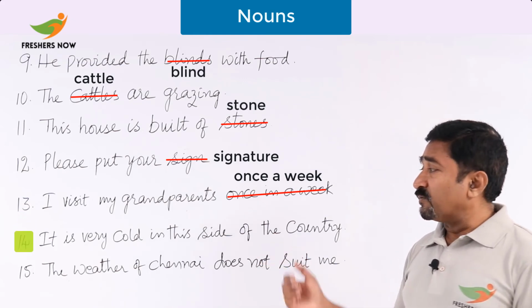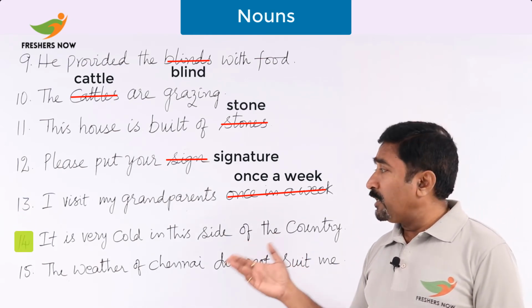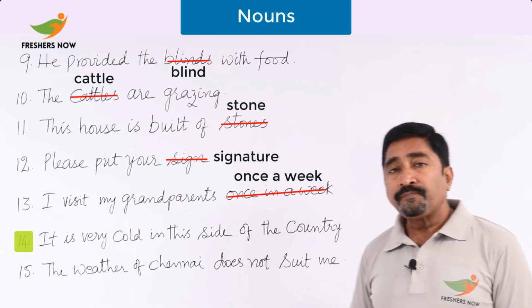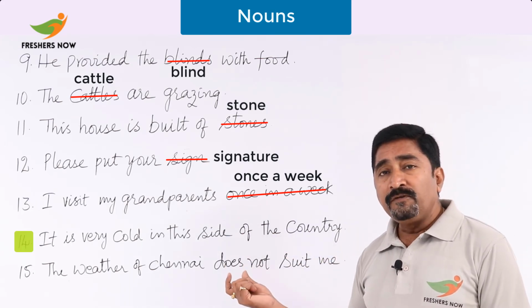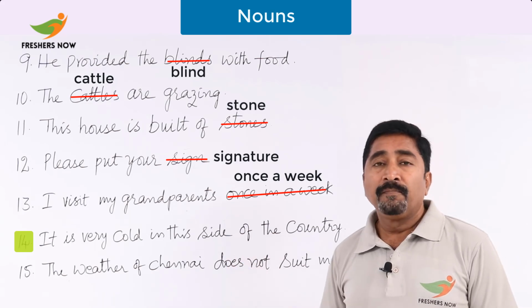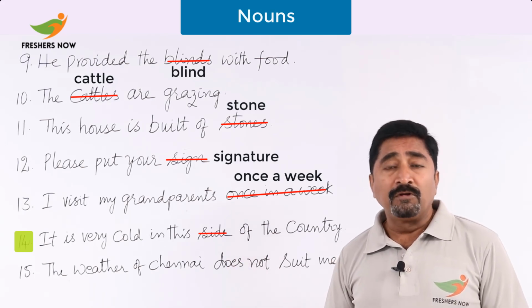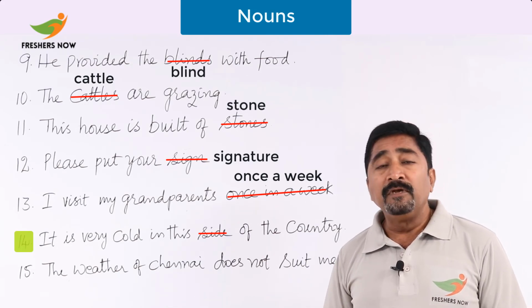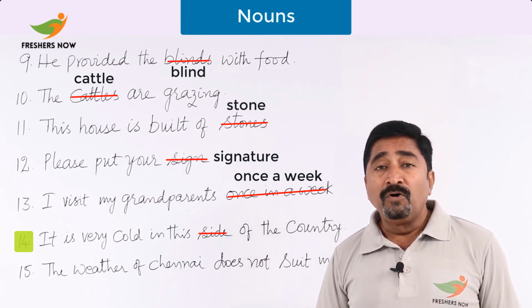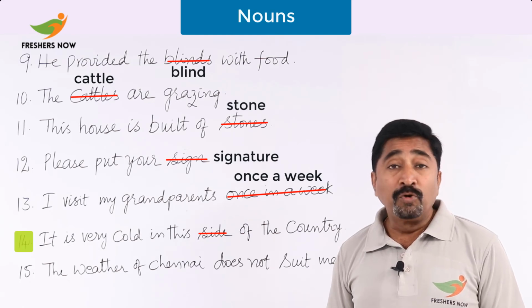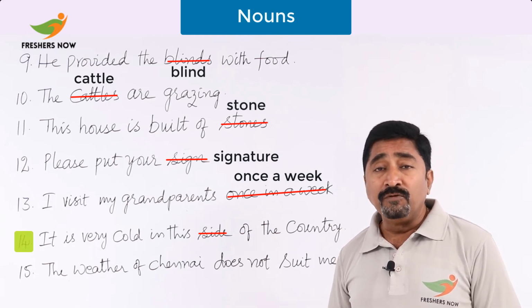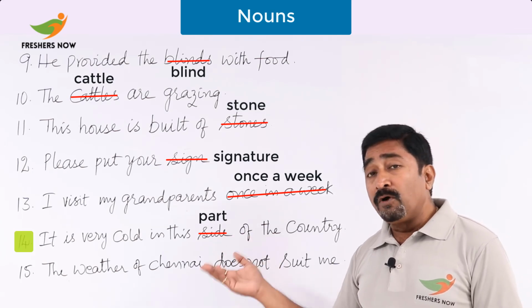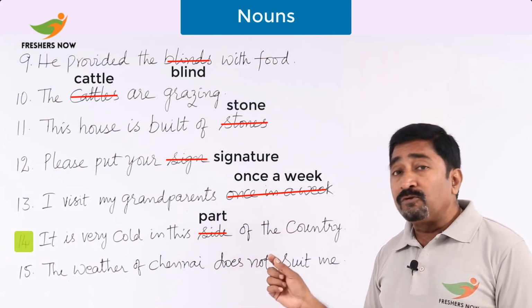Now let's see the next one. It is very cold in this side of the country. Here you can see that side. Now side refers to what? It indicates a top or bottom or just any direction, left or right. Then what should we use there? The right word to use is part. So we should say, it is very cold in this part of the country.